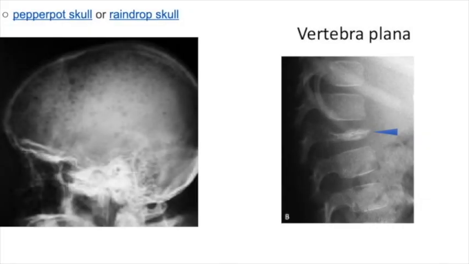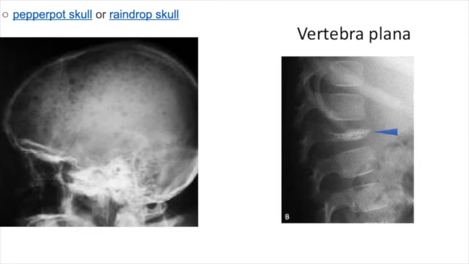So let's go. I will go through some examples of the pepper pot skull or raindrop skull. You can see this is the lateral skull X-ray with all these small lucent areas scattered throughout the skull. You can see that on your left. Then on your right, which is marked by the blue arrowhead, you can see the vertebra plana.